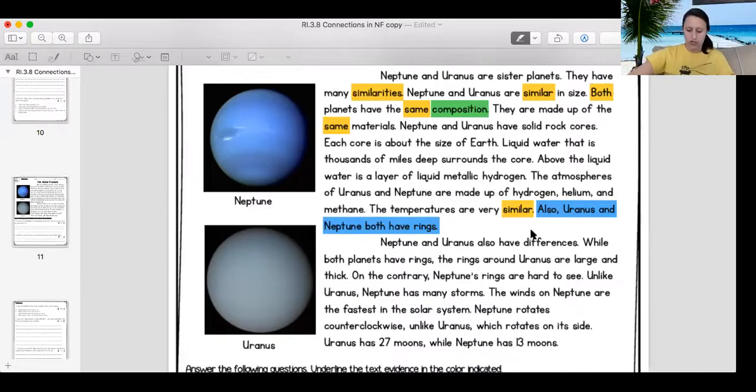So I want you to just give an example on your T-chart, and it can be a different example. It does not have to be the blue one, but that's the one I'm going to write down. I'm just going to write it on here that they both have rings. Okay? Both have rings. Okay? So this is what I have.